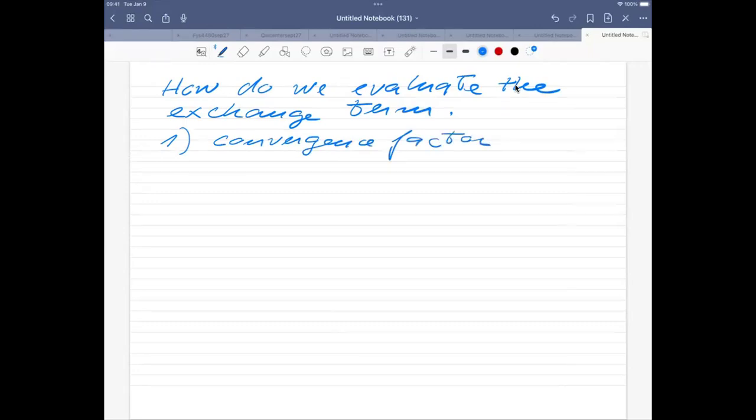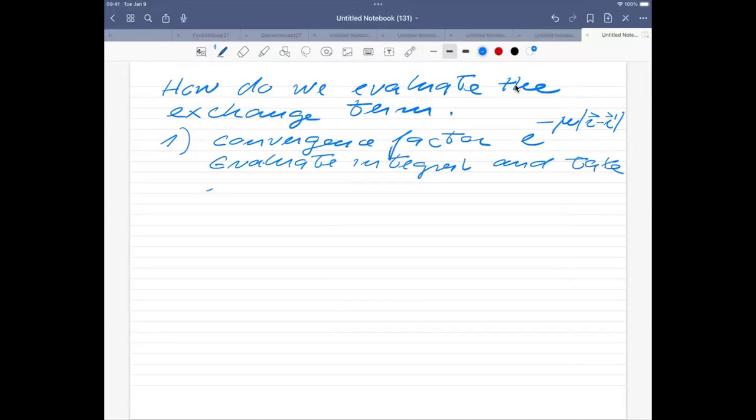And that convergence factor is going to be given by something which looks like this, and it has the absolute value of the distance between the two values r. And then we perform the calculation. So then we evaluate the integral and take the limit. So sometimes this works, actually. Take the limit mu goes to 0.